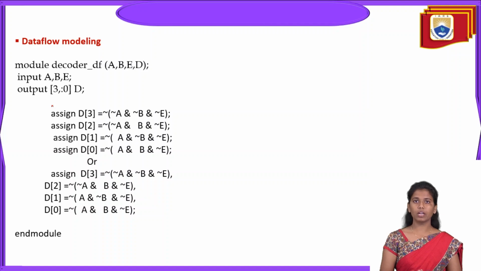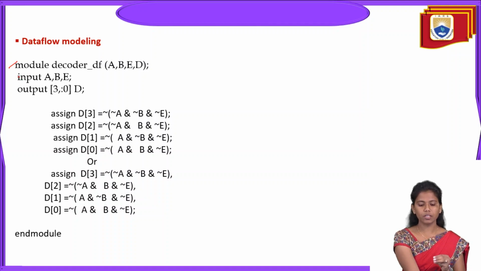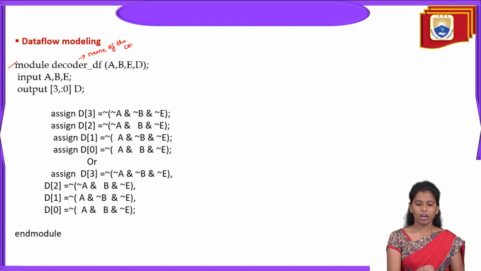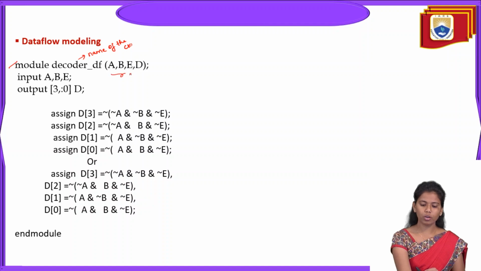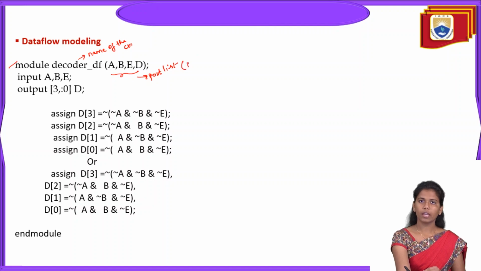In this 2 to 4 decoder, how can we write the code? We should start with module. As I said, module is a basic keyword with which you have to start your code. And decoder_DF is nothing but the name of the circuit, the name of the module, followed by the port list. So what does the port list consist of? Input ports, output ports, and as well as in-out ports.